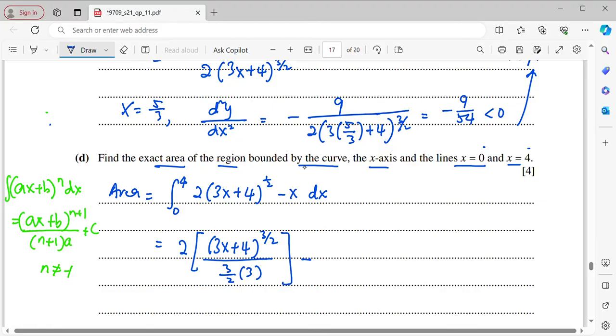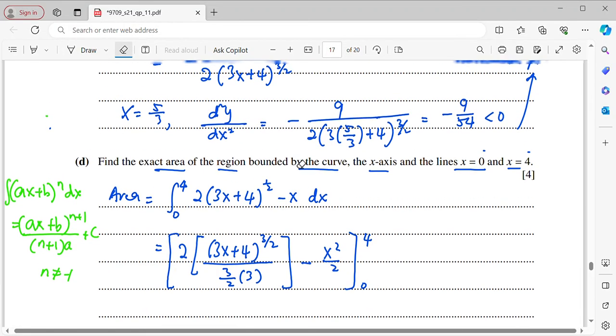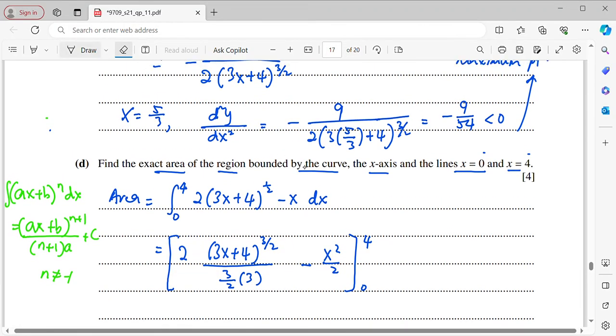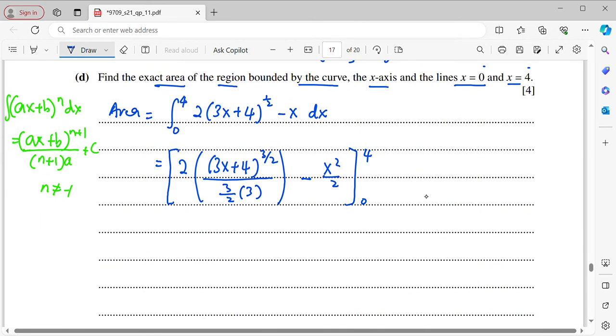Then integrate x is x squared over 2. And put another square bracket from 0 to 4. So probably for the first one I don't use square brackets, I just use a normal bracket. Okay, now when I simplify, the first one will be 4 over 9 because here 3 times 3 is 9 over 2, you move up the 9 over 2 becomes 2 over 9. By multiplying it with 2, it will be 4 over 9. So I'll get 4 over 9.